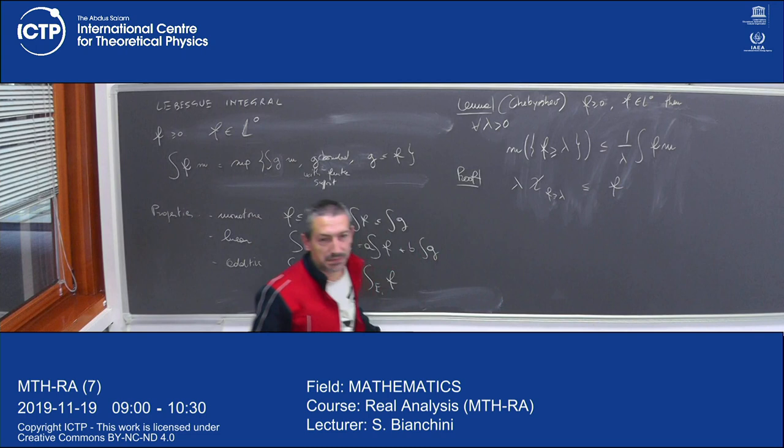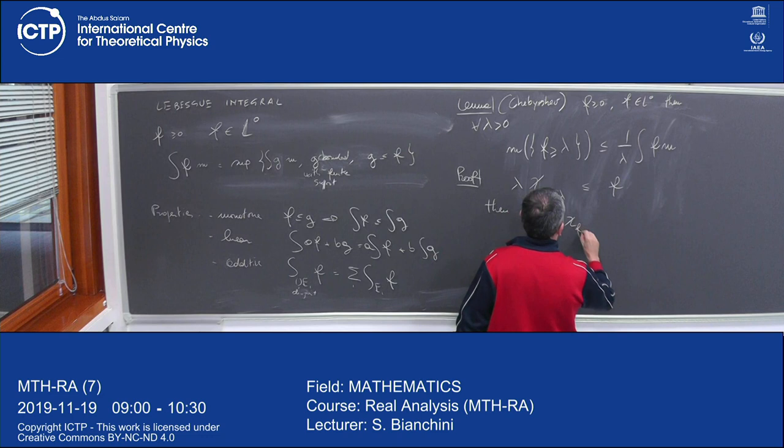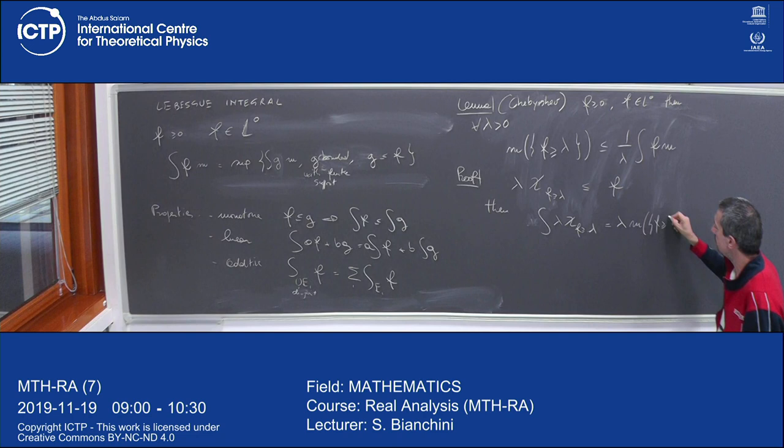Then the integral of this characteristic function, which by definition is lambda times the measure of this set, is less or equal than the integral of f. Okay, that's the proof. So now clearly the only thing is that I'm using properties which I should prove.